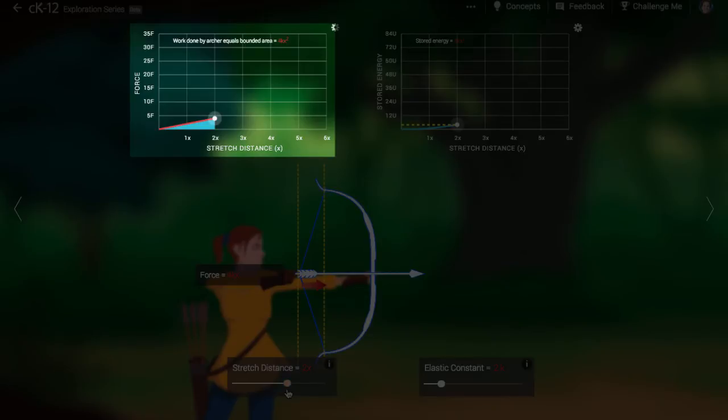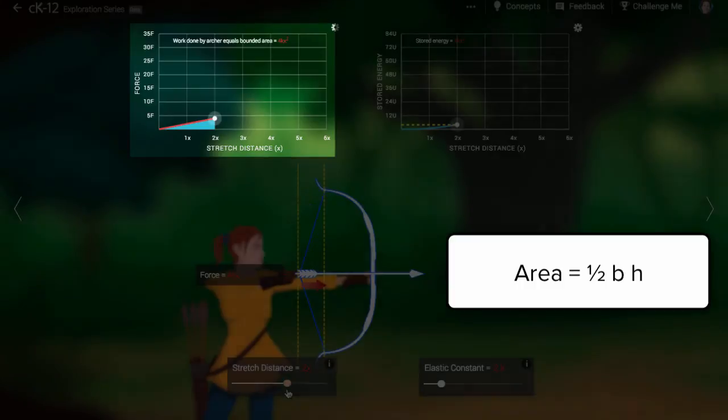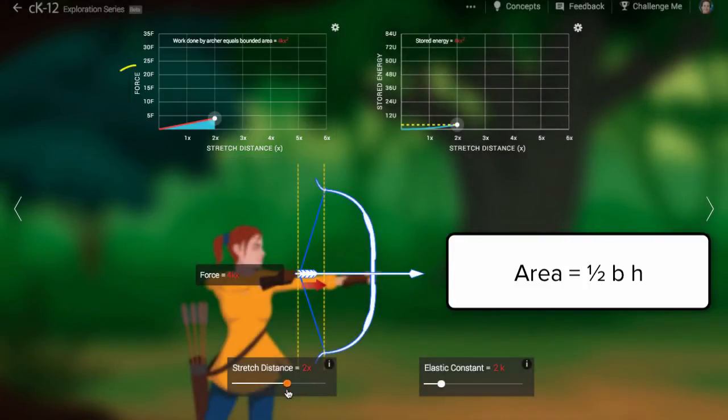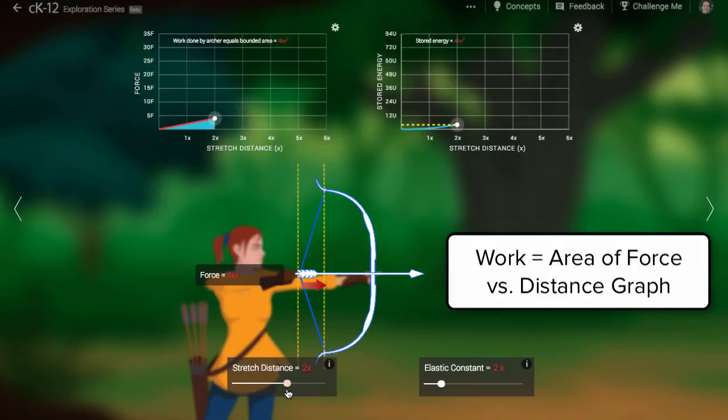It is a triangular area. We can compute this area. The area is equal to 1/2 the base times the height. Here, the height is the force and the base is the stretch distance. If you calculate the area, you get the amount of work done by the archer when she pulls the bow. This is the amount of energy she has transferred to the bow.